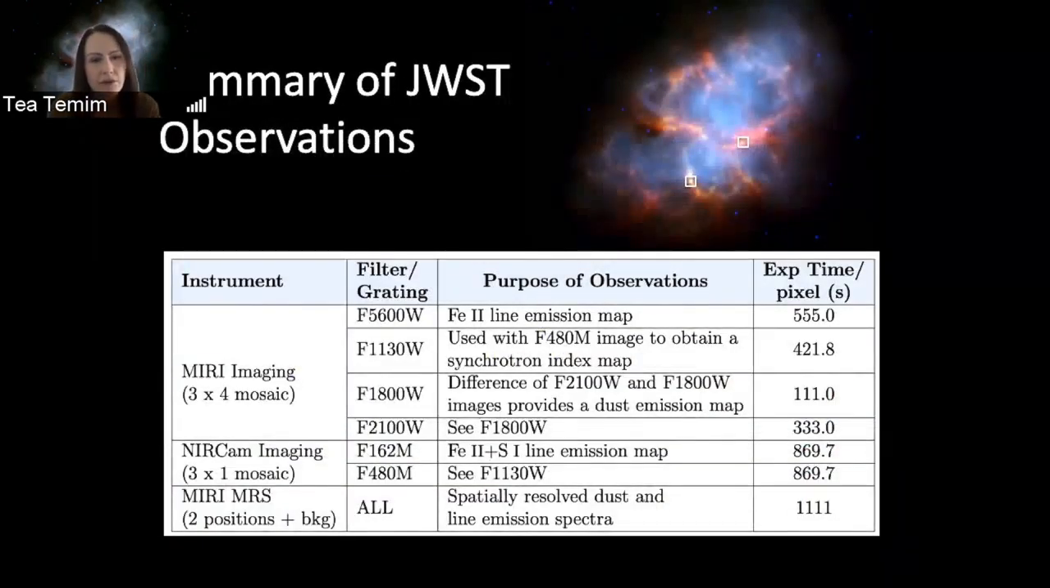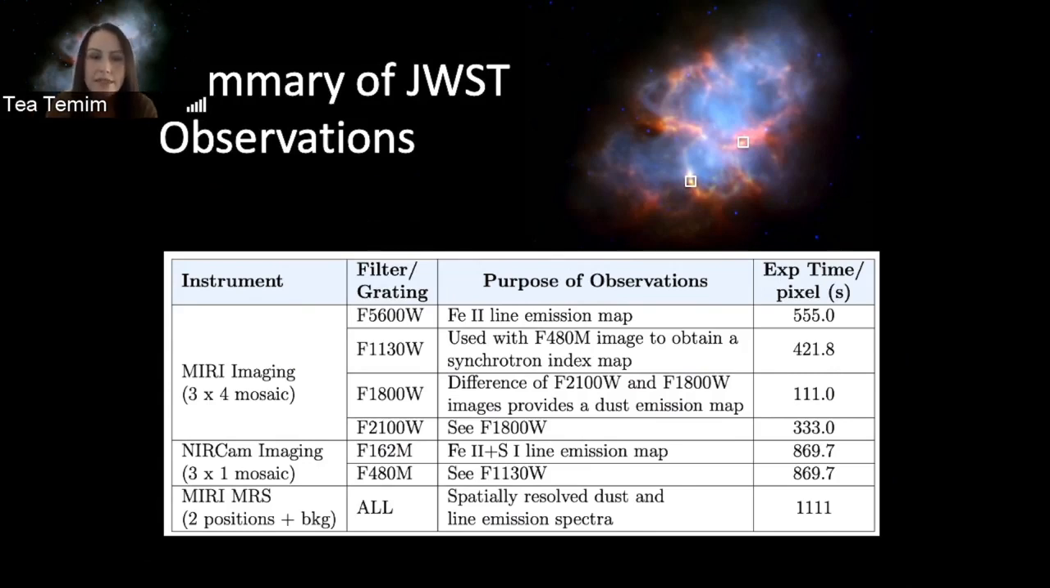And this is a summary of the James Webb observations that we will obtain. There will be MIRI imaging in 4 different filters and then NIRCam imaging in 2 more. The 4.8 and 11.3 micron bands are dominated by the emission from the pulsar wind, and they will be used to model and subtract this component from the other bands.